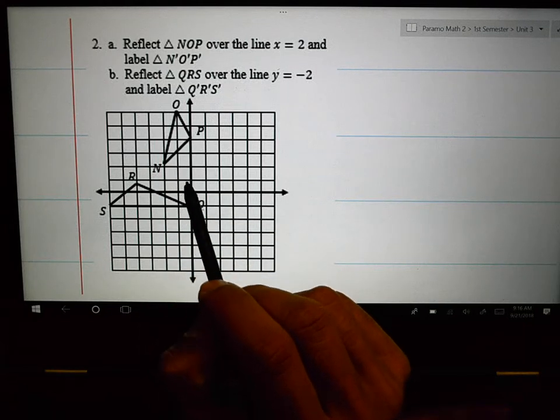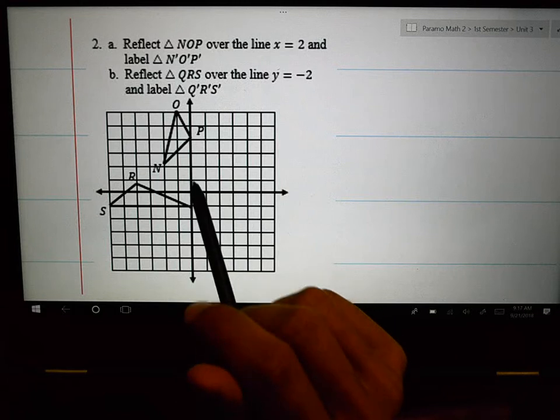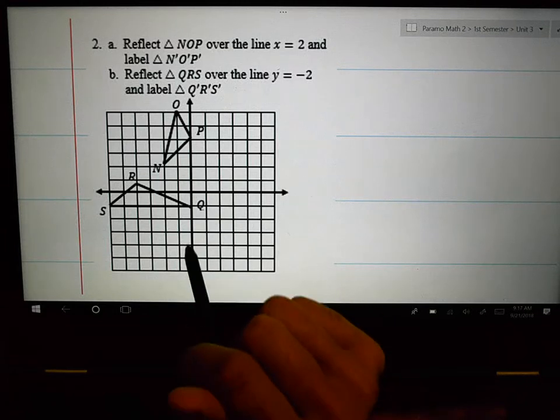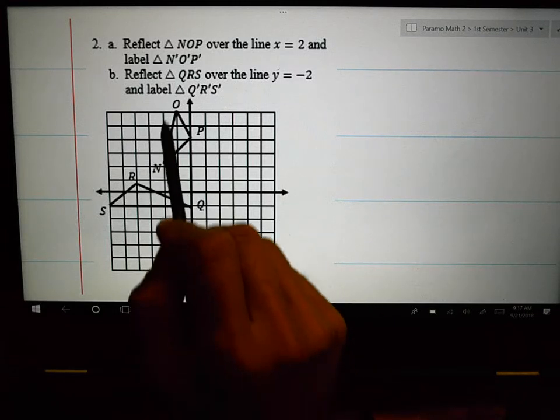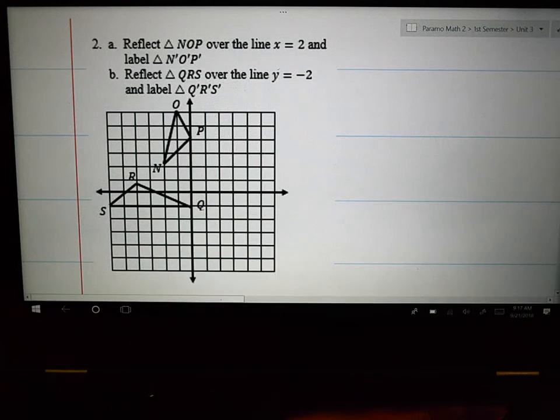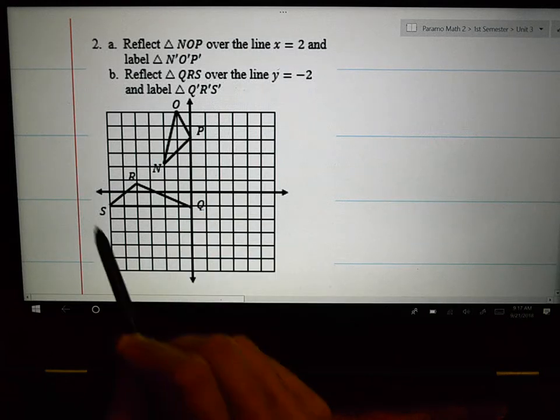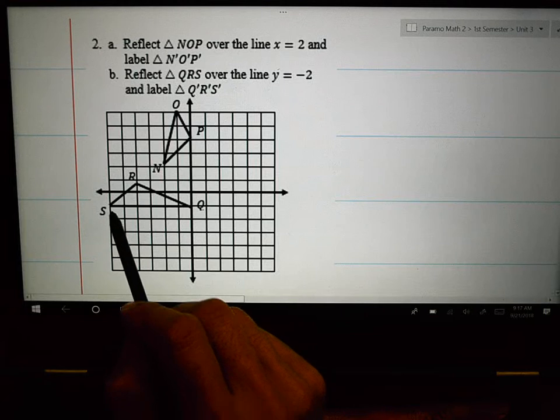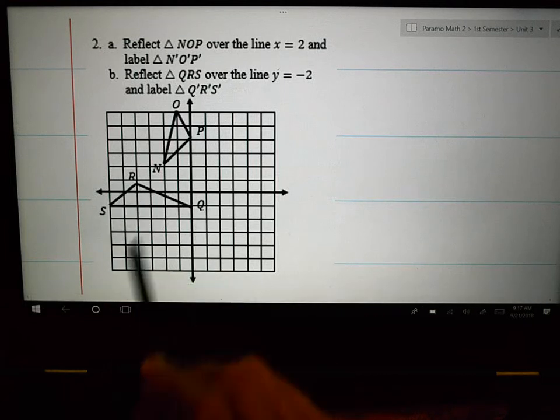Okay, then I will show you what the letters should be in just a moment. Let's do this one first. Copy these letters on your worksheet, NOP. And then SRQ for the bottom one.